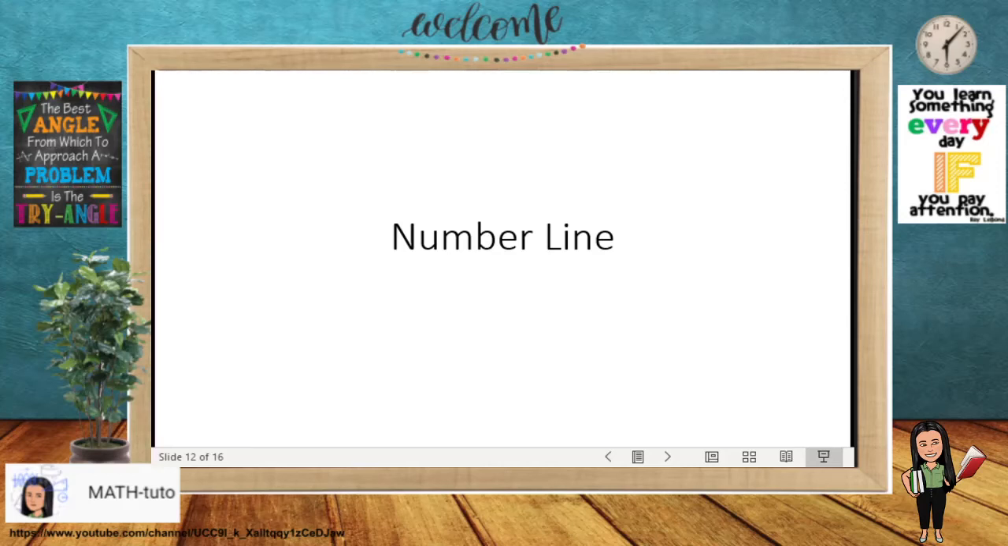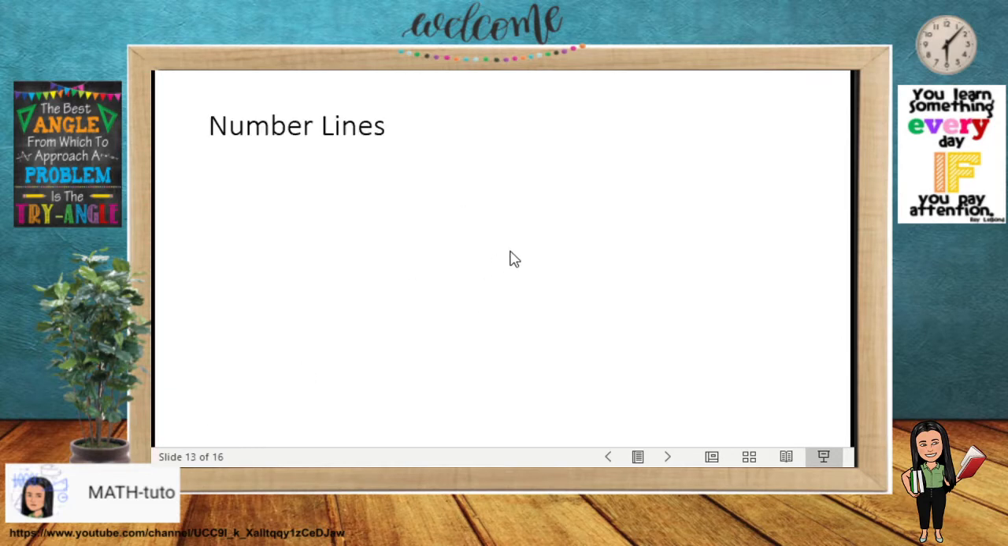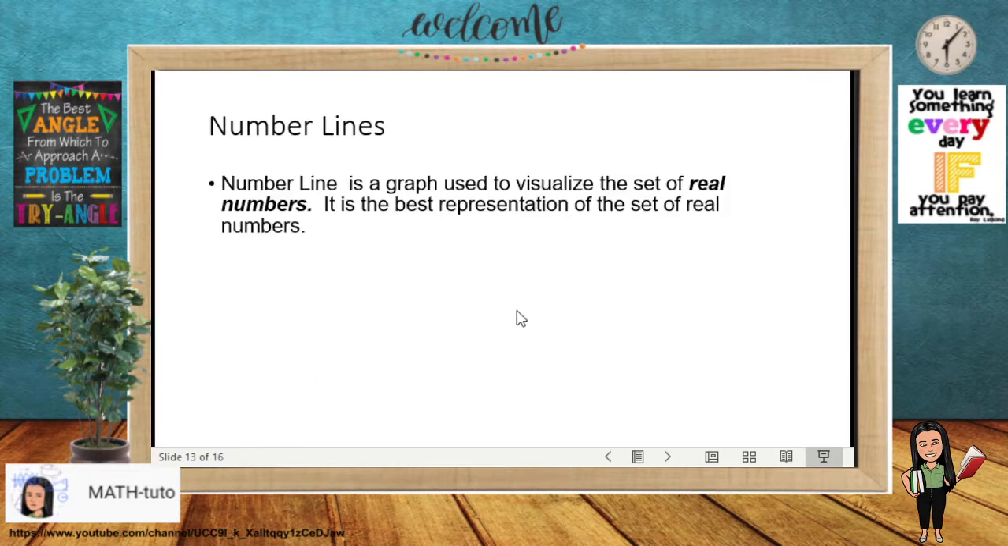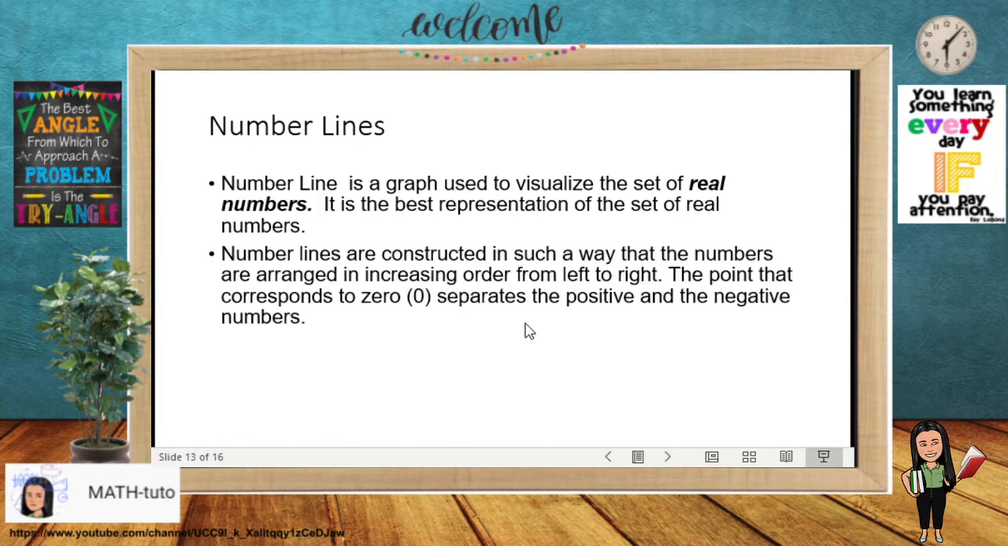Hello everyone! In this video, we are going to talk about the number line. The number line is a graph used to visualize the set of real numbers, and it is the best representation of the set of real numbers. It is constructed in such a way that numbers are arranged in increasing order from left to right. That's why it is the best representation, because you are arranging the numbers in increasing order from left to right.